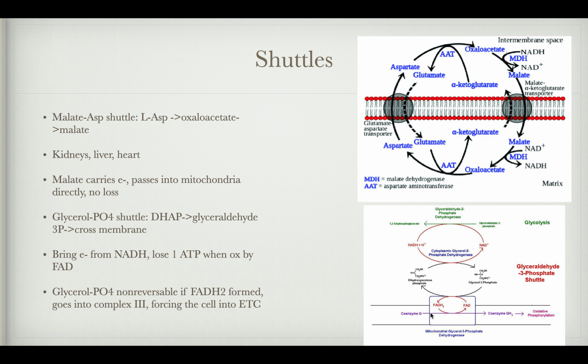And this is still an important shuttle because glycerol phosphate is non-reversible once FADH2 is formed. So once FADH2 is formed, that goes into complex 3, and then it forces the cell into the electron transport chain. So once it's made, the cell has no choice.